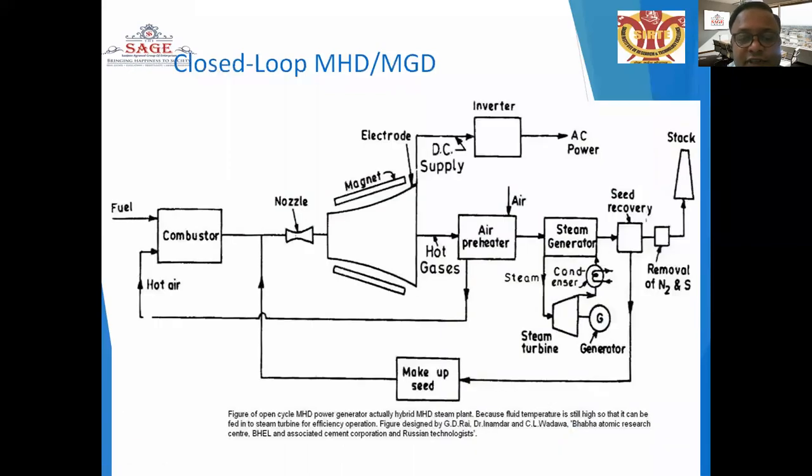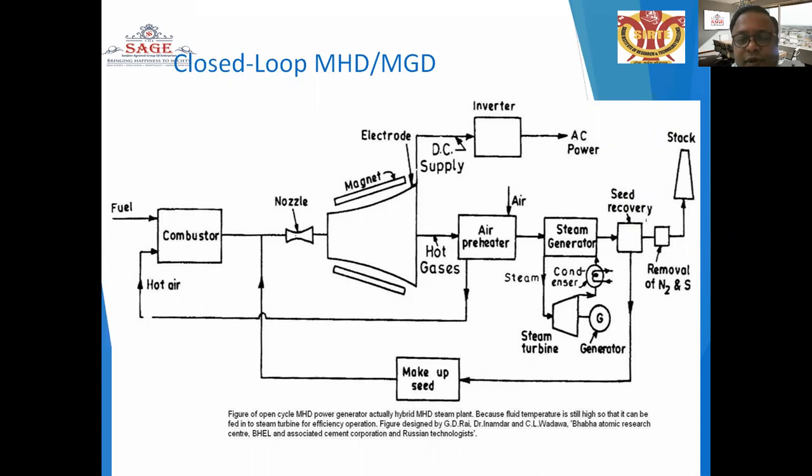In the closed loop, there are some mandatory requirements. The fuel passes through the combustion chamber, and after that the nozzle, and all the things work the same as in the open loop, but there is a difference. The removal of nitrogen and sulfur, which pass through the stack through the chimney, is harmful in the case of the open loop MHD generator. This is the recovery form of the open loop type of MHD generator, and it is the advanced form of the open loop type of generator.